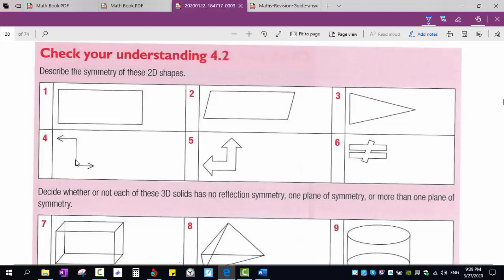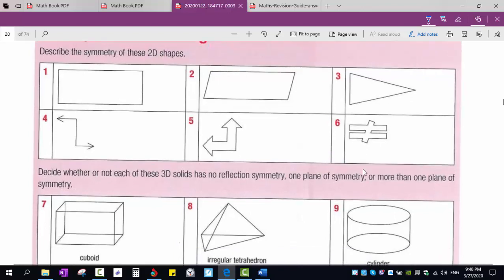This shape has order 2 rotational symmetry because if we rotate it 360 degrees, we see the exact same shape twice. One is the original one, and the other one is after rotating it 180 degrees. So it has order 2 rotational symmetry and no line of symmetry. This shape has 1 line of symmetry and order 1 rotational symmetry. This sign has no line of symmetry, order 1 rotational symmetry.